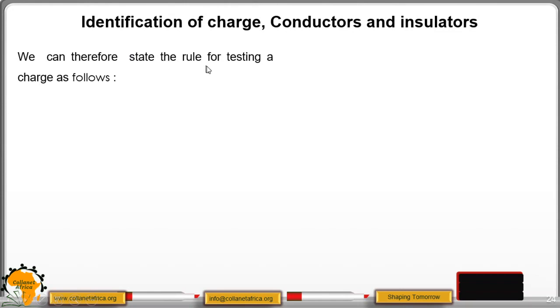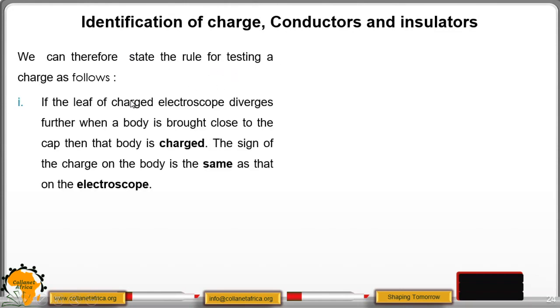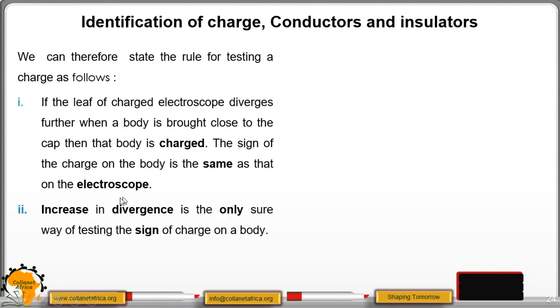We can therefore state the rule for testing a charge as follows. Number 1: if the leaf of the charged electroscope diverges further when a body is brought closer to the cap, then the body is charged. The sign of the charge on the body is the same as on that electroscope. So if the electroscope is negatively charged, then the body is also negatively charged. Number 2: increase in divergence is the only sure way of testing the sign of charge on a body.